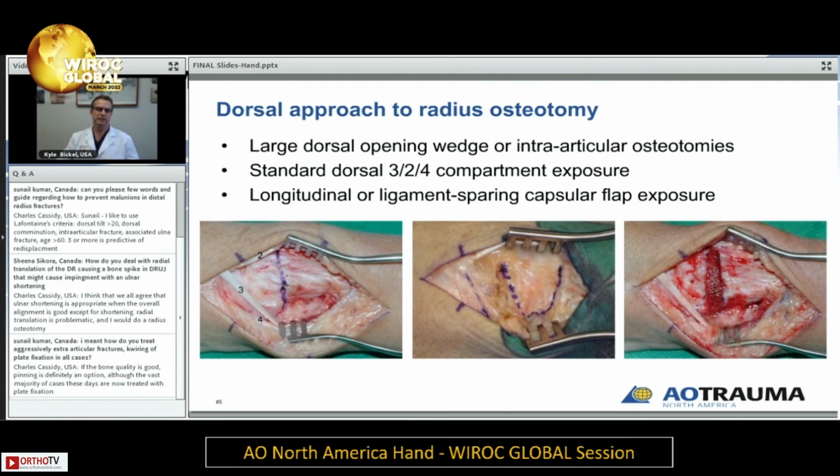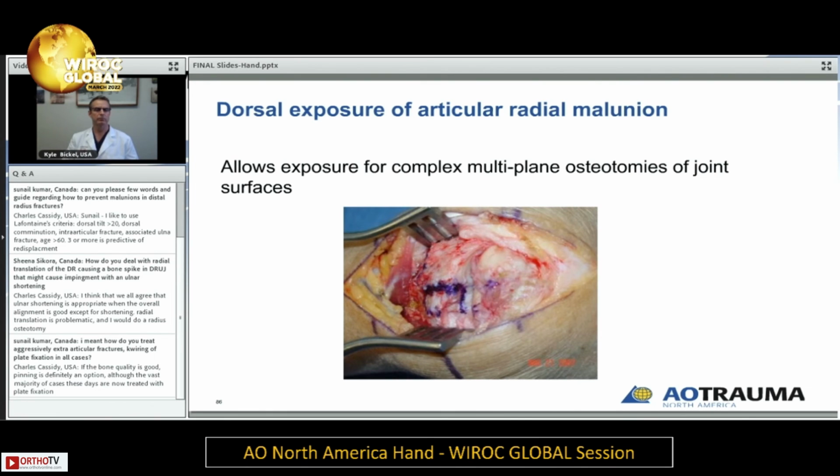And here you can see an example of a larger opening wedge osteotomy dorsally packed with cancellous iliac crest bone graft before plating. You can even fill this dorsally and then go ahead and put a volar plate on if you want to, but the patient's going to have to accept a dorsal and a palmar incision for that. But not all of the osteotomies can be performed volarly. And here's a good example of why.